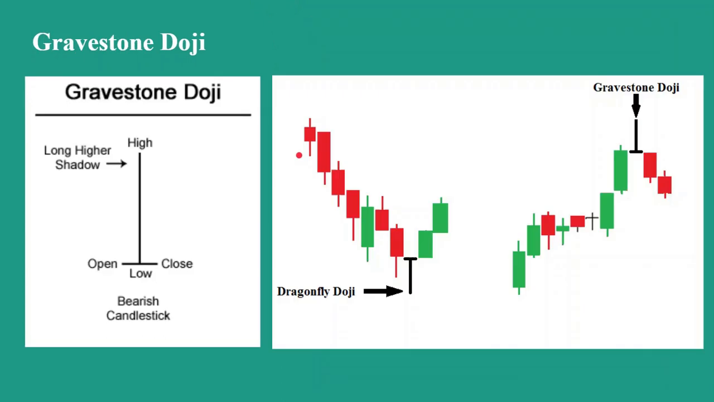The bearish counterpart to the Dragonfly doji is the Gravestone doji. You can see the Gravestone doji here. The Gravestone doji's open, low, and close all reside at the bottom of the candle. You can see here the open, close, and the lowest price are almost at the same place. From the shape of this doji, you can understand its name. It looks like a tombstone, so they call it Gravestone doji.